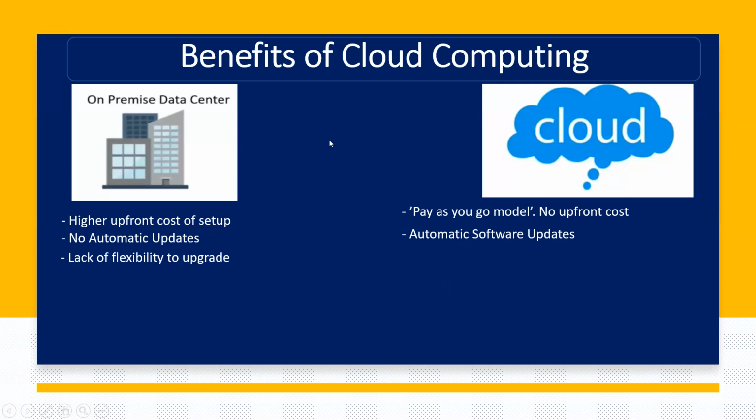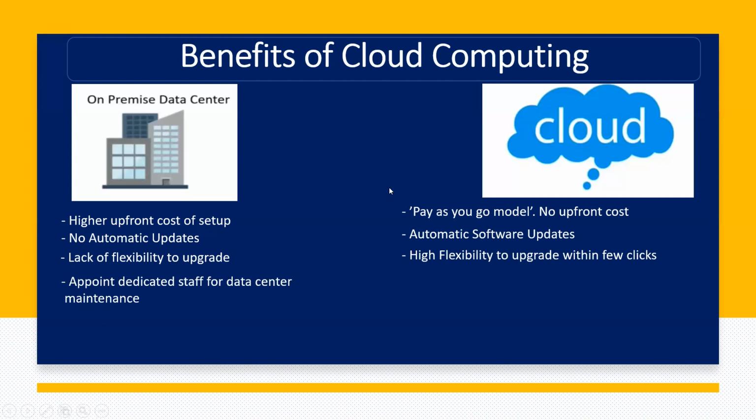And there is a lack of flexibility to upgrade versions on-premises. The version upgrade is manual, so you have to plan it when you want to do it. So lack of flexibility to upgrade. But here we can do it automatically, with high flexibility to upgrade within a few clicks. You can select the feature you want to upgrade, and it will be upgraded automatically.